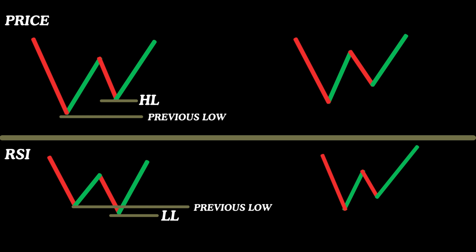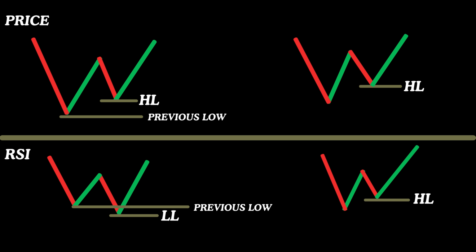Now let's look at the second example. Here, you will see that the price is making higher highs and higher lows, and at the same time, the indicator is also making higher highs and higher lows. So, both are moving in the same direction. This means there is no divergence, right?